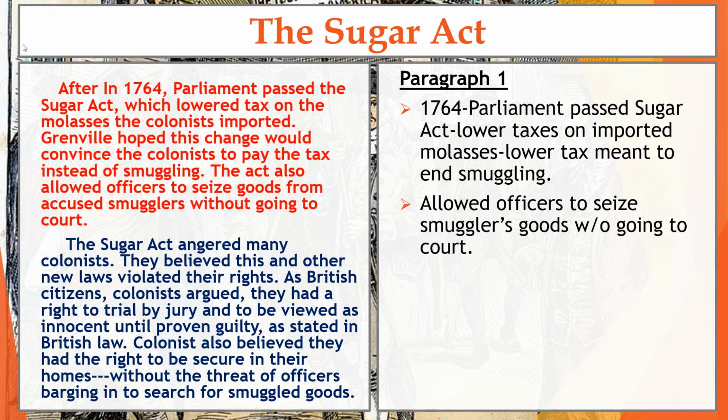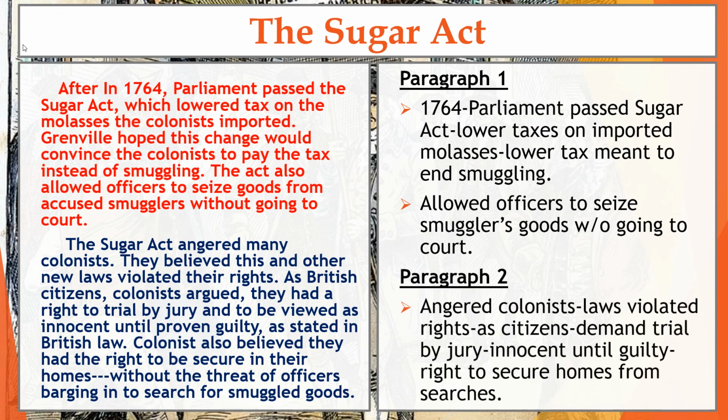Holy cow, right? It was exactly what we just said, because we learned about this already. We know the Magna Carta protects these rights. We know the English Bill of Rights reinforces those rights and their protections. What are the British doing? So it's something to keep in mind here. Looking at paragraph 2, I actually just had one bullet. It was a long one, but it was just one. Angered colonists, laws violated rights. Notice these aren't sentences. As citizens, demand trial by jury. Innocent until guilty. Right to secure homes from searches.